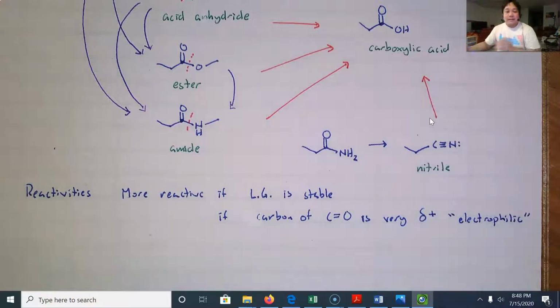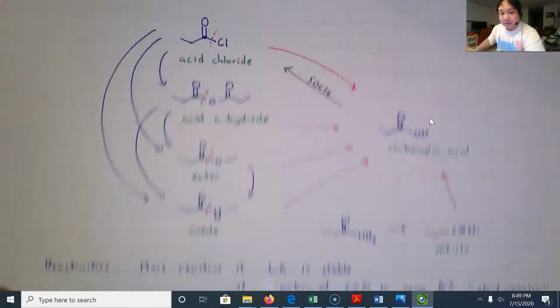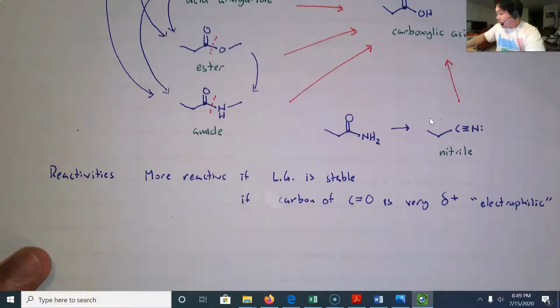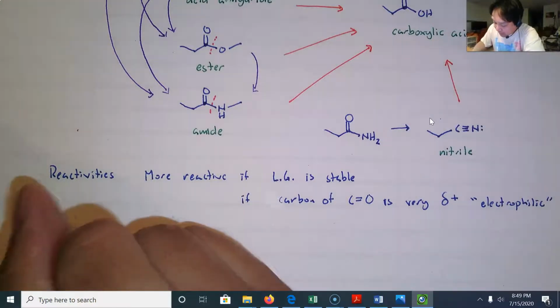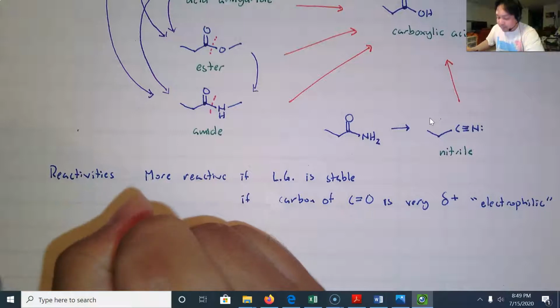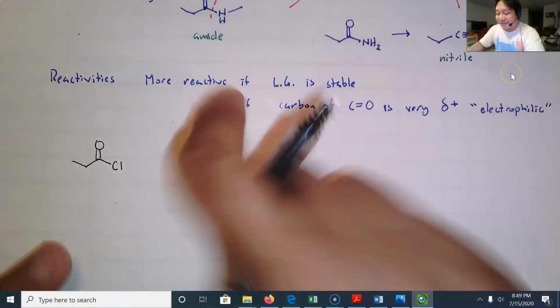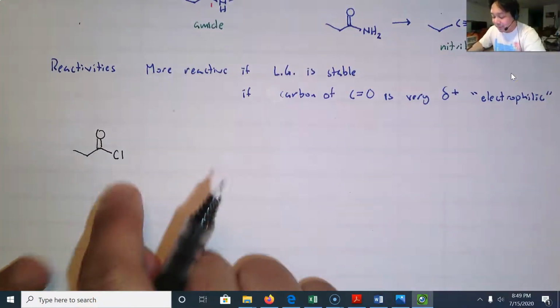Okay, let's take a look at each of these four: acid chloride, anhydride, ester, amide. Those four. Acid chloride, we already said, was the most reactive. It's at the top of the totem pole. And let us analyze the nucleophile. Not the nucleophile, the leaving group. The leaving group is going to be chloride.